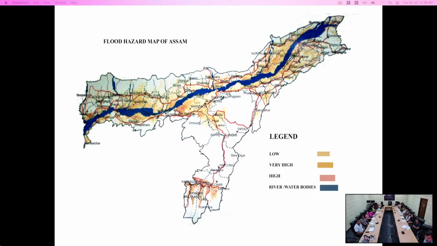And what is the utility of these maps? What is the importance of this map? Why do you need this kind of map? Okay, we have made this map, but why do we need this map?